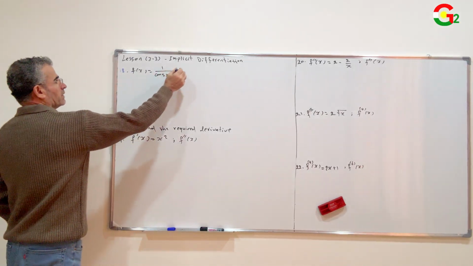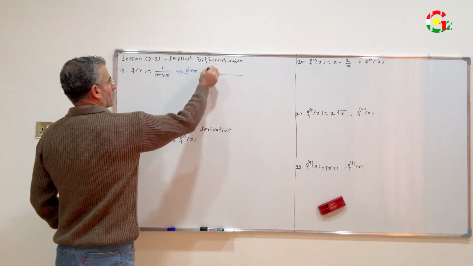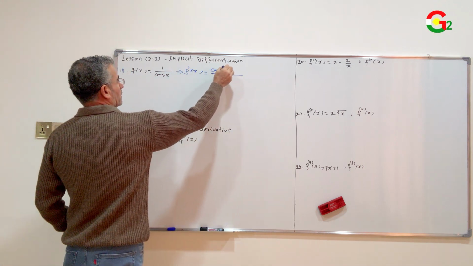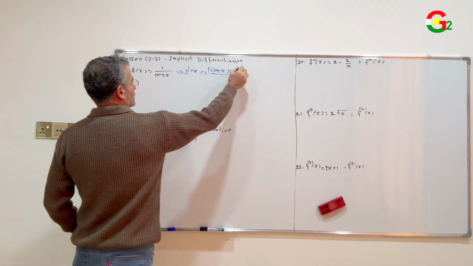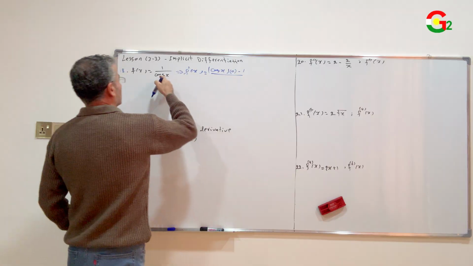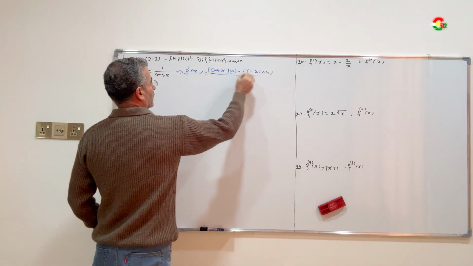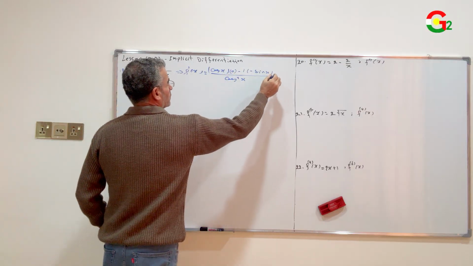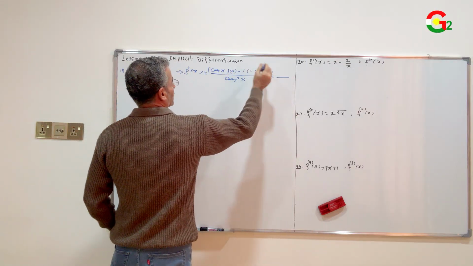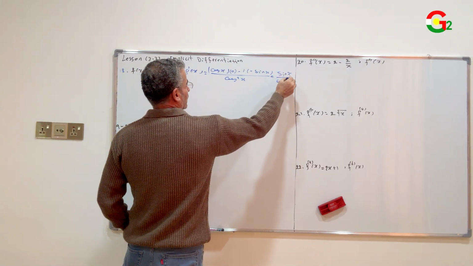The first derivative, f prime of x, equals cosine x times the derivative of the numerator 0, minus the numerator 1 times the derivative of the cosine, negative sine x, over cosine square x. Negative times negative is positive: sine x over cosine square x.